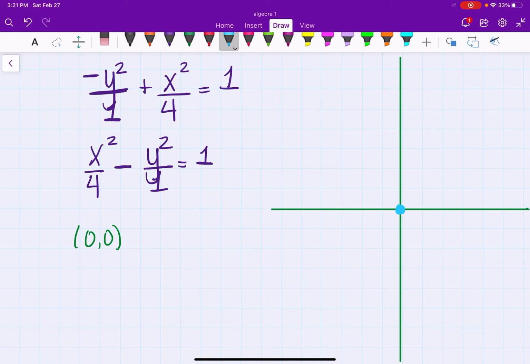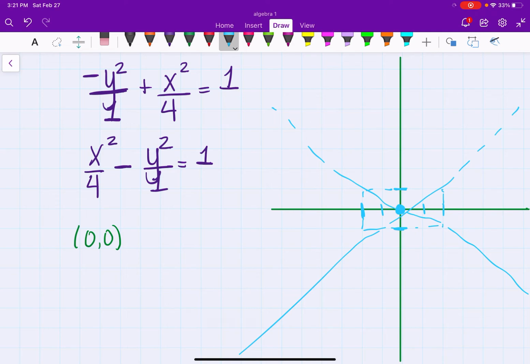What's the square root of 4? It's 2. So our box is going to go 2 in each direction. And under our y is 1. So that's going to go, oh, square root of 1 is 1. So we're going to make our box. And then we're going to make our triangles. I didn't do a very good job there. We know it opens left, right because the x is positive.